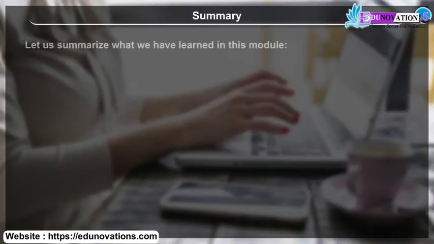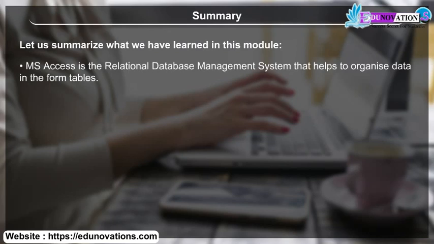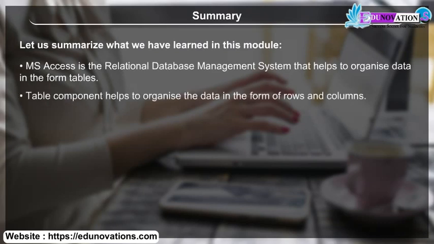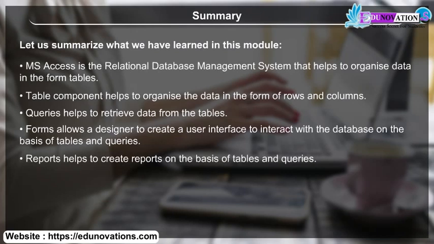Summary. Let us summarize what we have learned in this module. MS Access is the relational database management system that helps to organize data in the form of tables. Table component helps to organize the data in the form of rows and columns. Queries help to retrieve data from the tables. Forms allow a designer to create a user interface to interact with the database on the basis of tables and queries. Report helps to create reports on the basis of tables and queries.